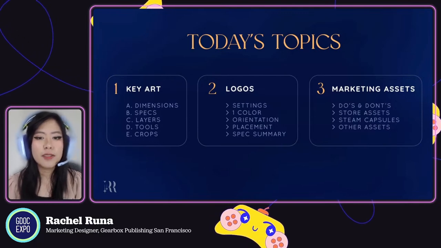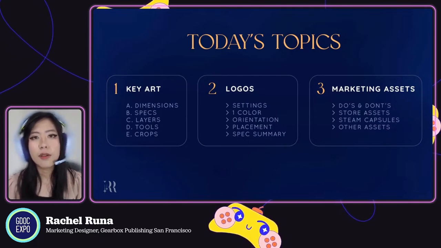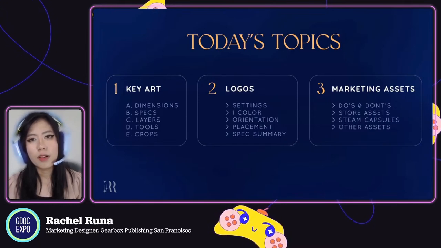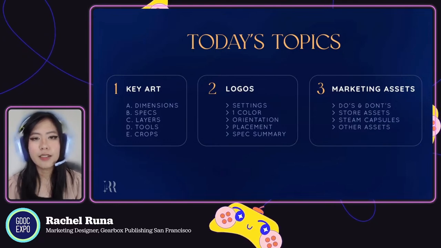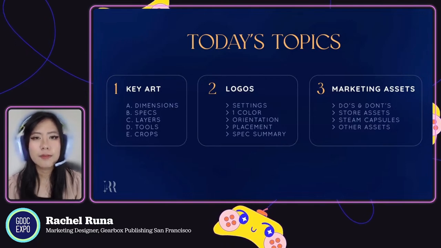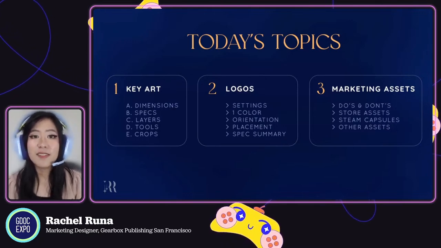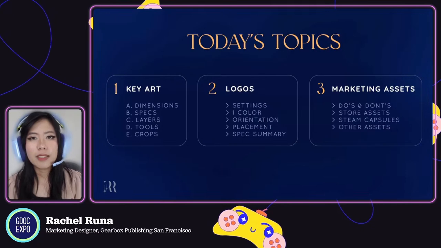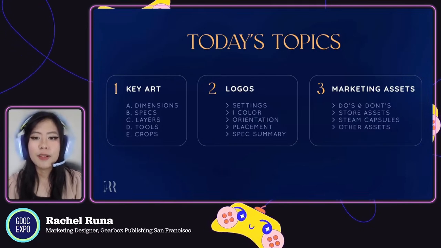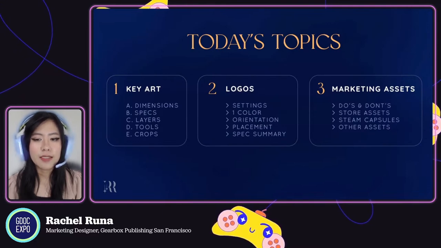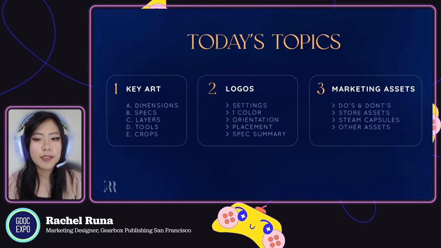Then we went into logos, some settings, one color logos, vectors, the horizontal or vertical orientation of your logo, and how to place it on key art, and then we summarize everything. Then we took what we learned from our key art and logo discussion, and we looked at how to approach marketing assets. We had some do's and don'ts.